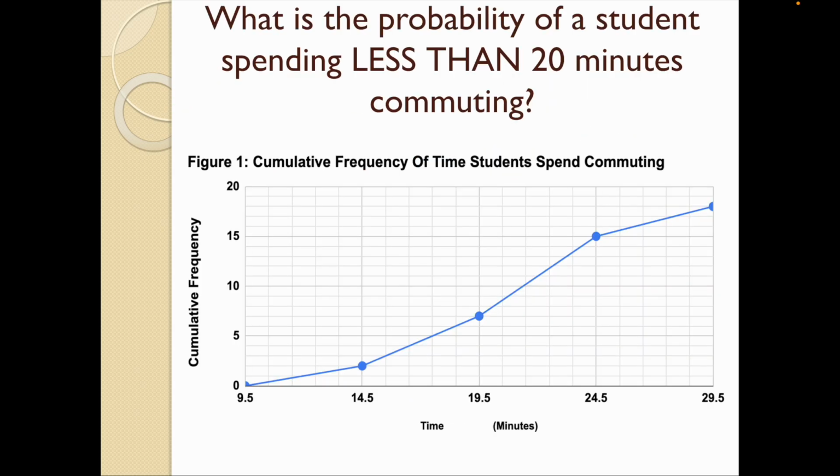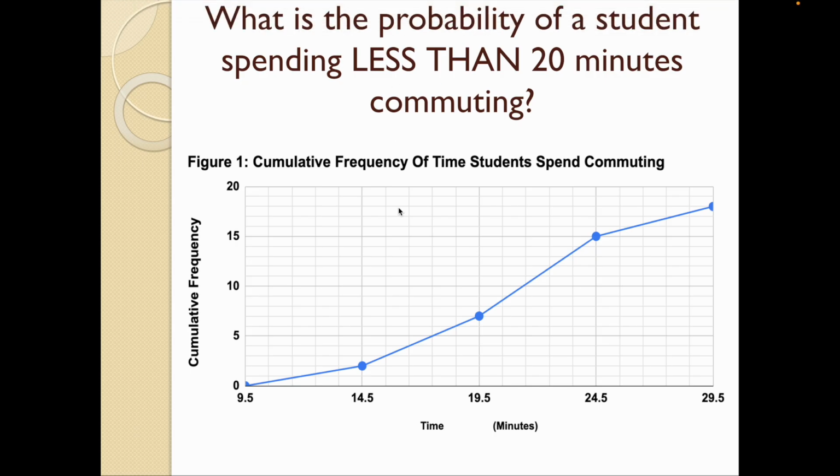So let's say we had this here. So this was the one that we did long time, the first one we did. So 9.5 was the boundary for 0, so forth. Who remembers how high this one went to? 18. Excellent. Now, this question says, what is the probability of a student spending less than 20 minutes commuting? So first things first, all together, how many possible students do we have? 18. Lovely.